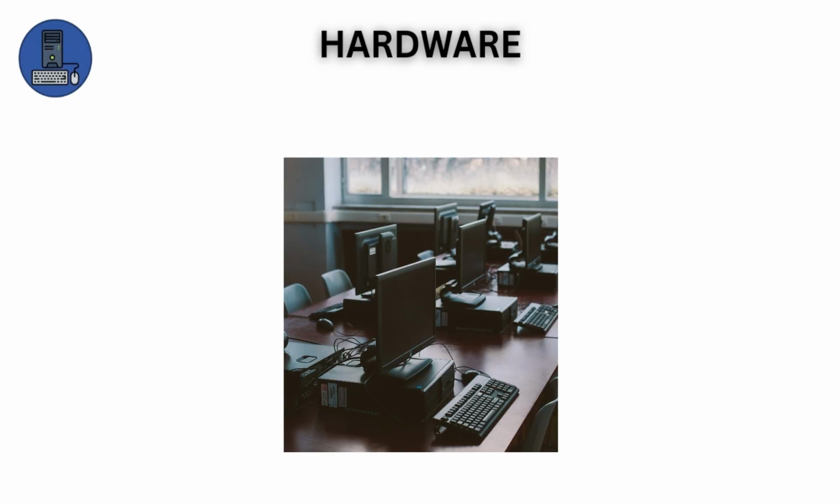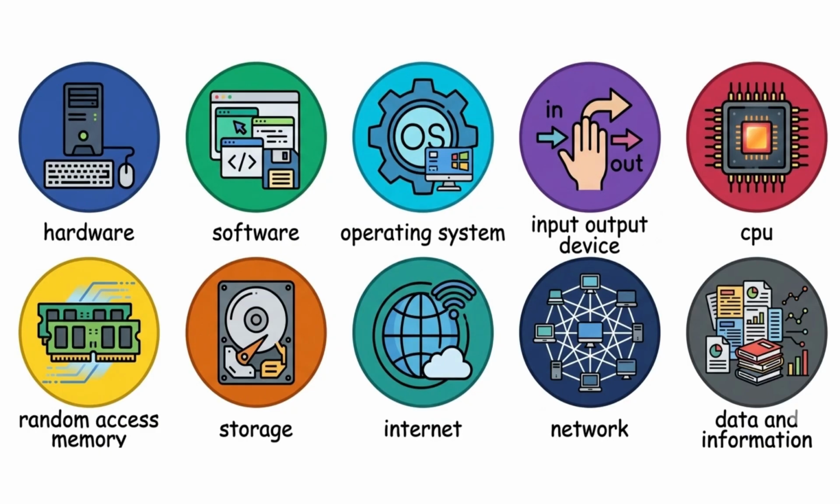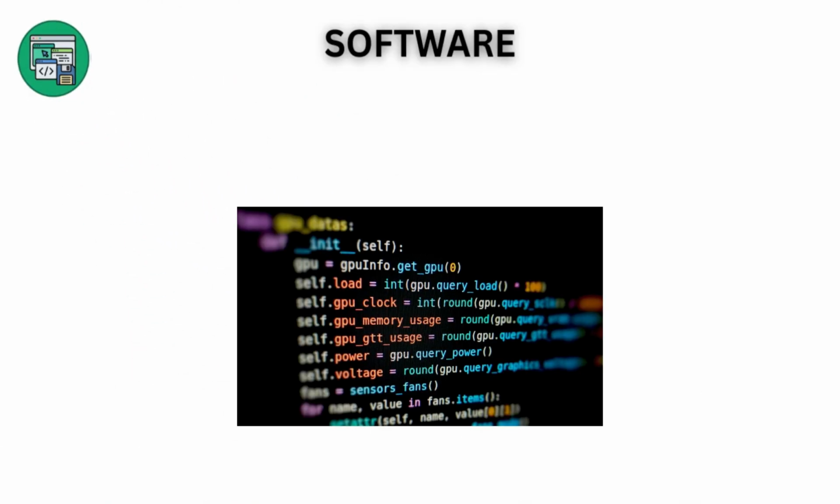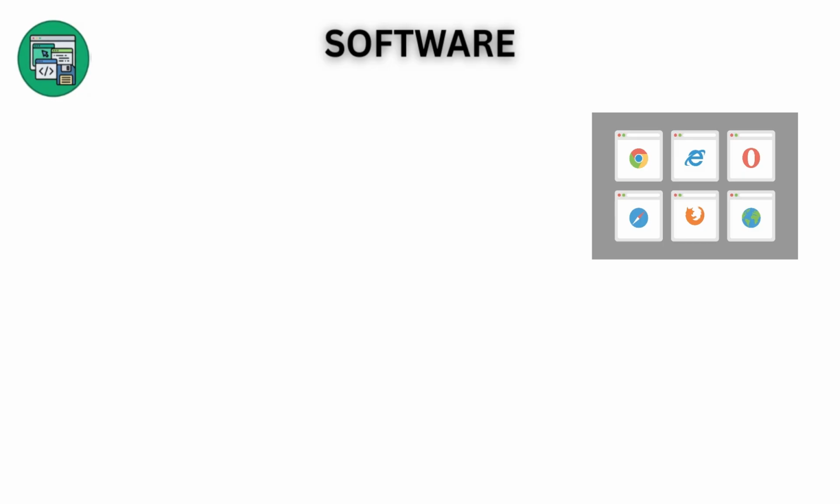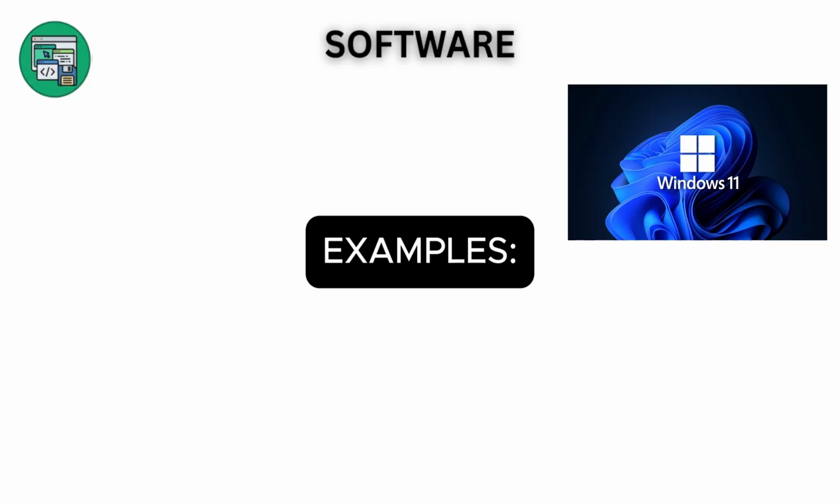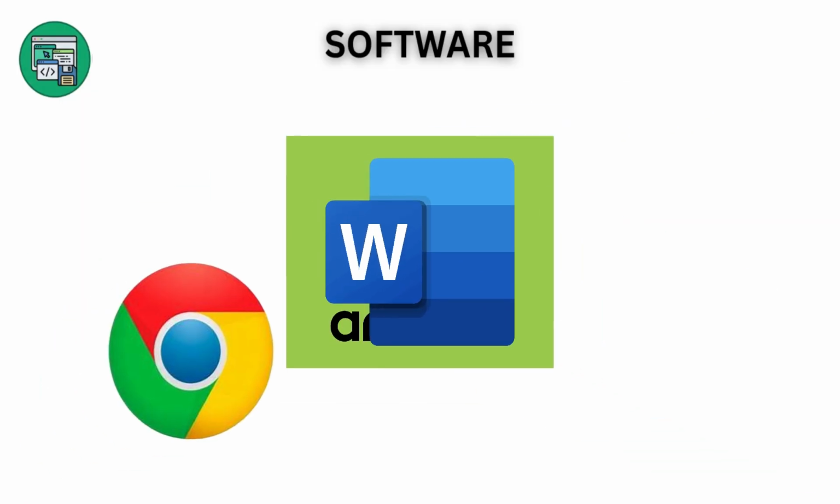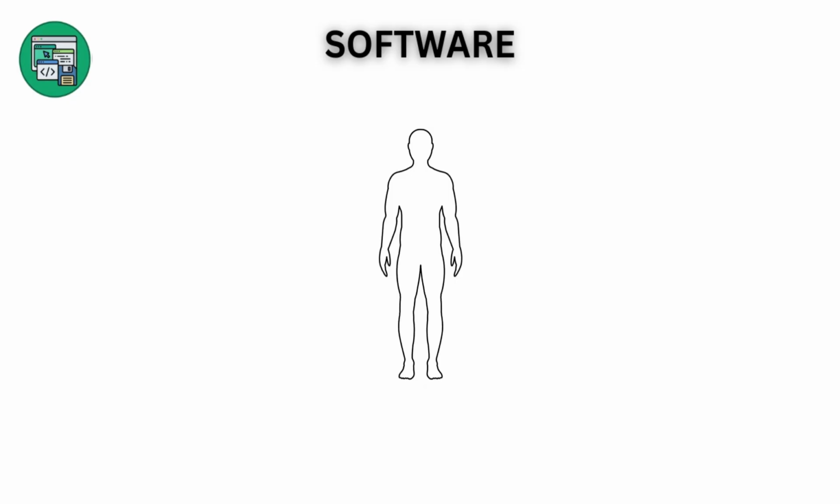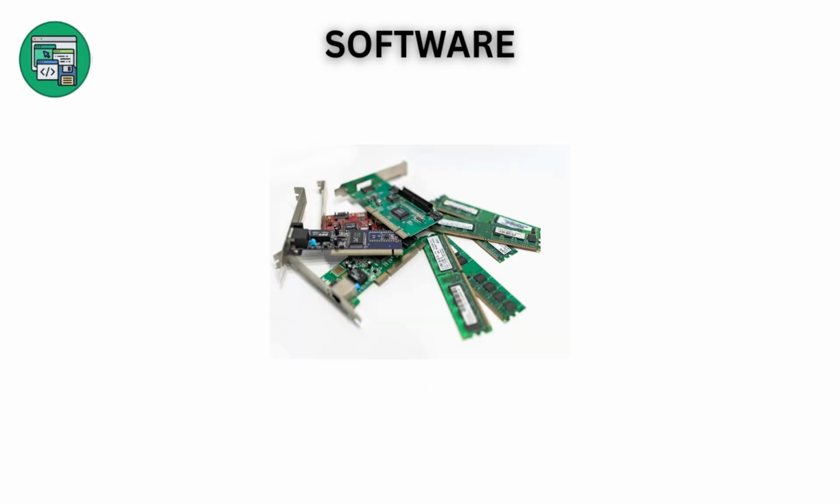But hardware alone cannot do anything useful. It needs instructions. That's where software comes in. Software is a collection of programs and instructions that tell the hardware what to do. When you open a web browser, type a document, or play a game, you are using software. Examples of software include Windows, Android, Microsoft Word, and Google Chrome. If hardware is the body, software is the brain's instructions. Without software, a computer would simply be a collection of electronic parts that do nothing.